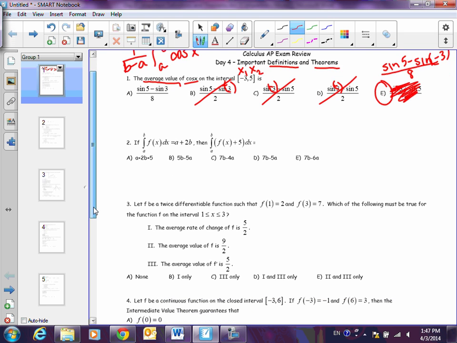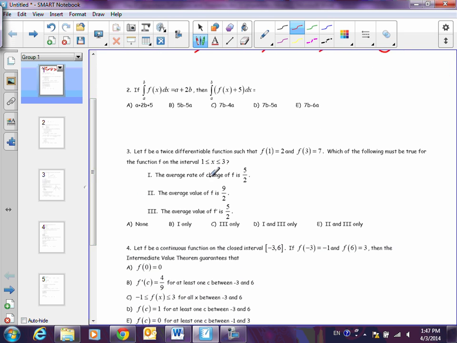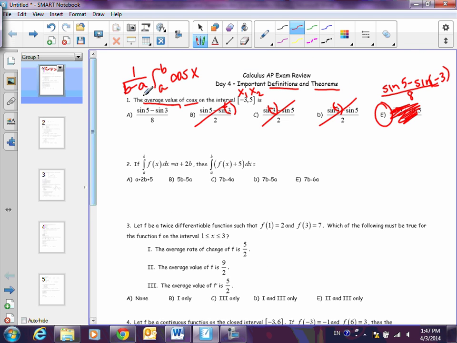Now, the reason I bring this up is because you're going to have average rate of change and average value in number 3. So that's average value. Right here, I'm going to write average rate of change. That would just be like the slope of the secant line: f of b minus f of a over b minus a. Average rate of change has to do with derivatives, and this average value has to do with integrating, although they're not completely separate things.